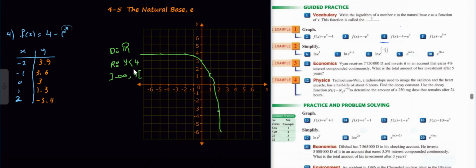This is how we graph the natural exponential function. What about number 5? 5 is the same as 4, but instead of negative e, we have positive e, and our exponent is 1 minus x. Let's solve this one as well.